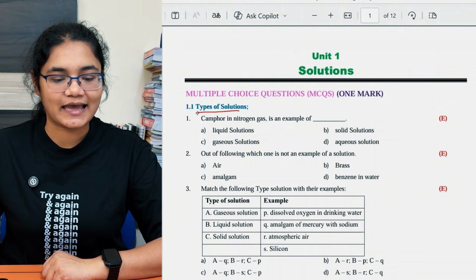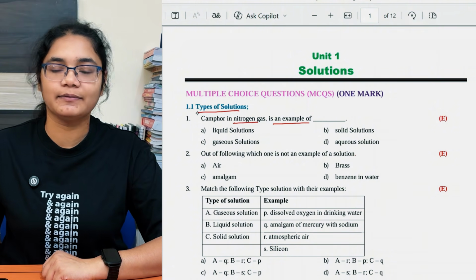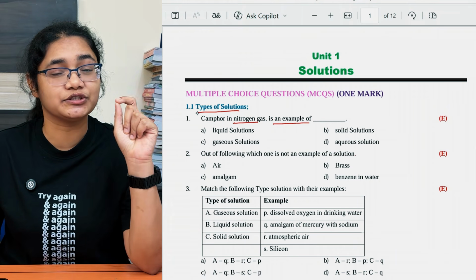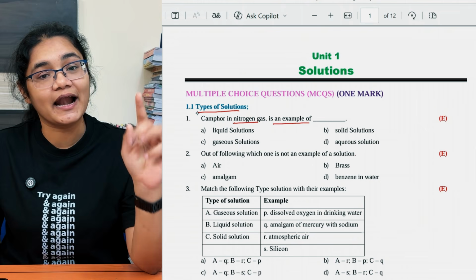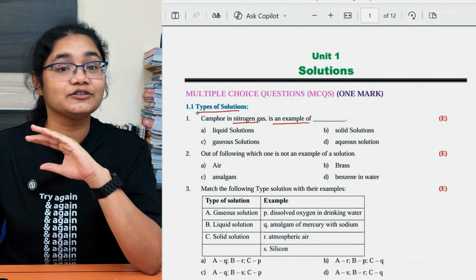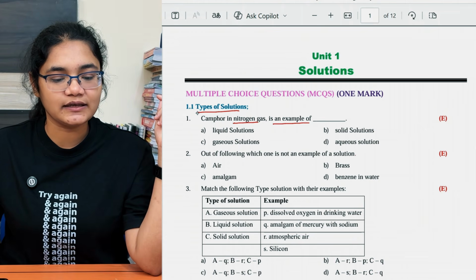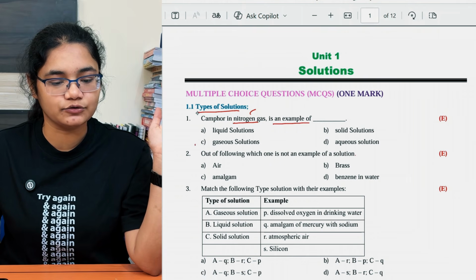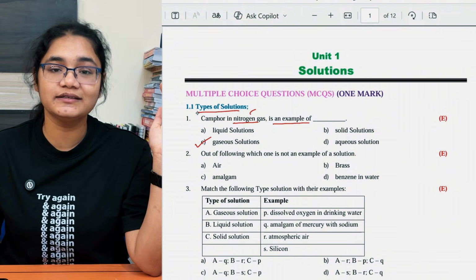The first question is: camphor in nitrogen gas is an example of. So I have told you that one table is there in NCERT in types of solutions, which is very, very important. And from that, MCQ based questions have been asked repeatedly. Now you see, the solvent is a gas, right? Nitrogen gas. So that means it will be a gaseous solution. So the correct answer is option number C here.